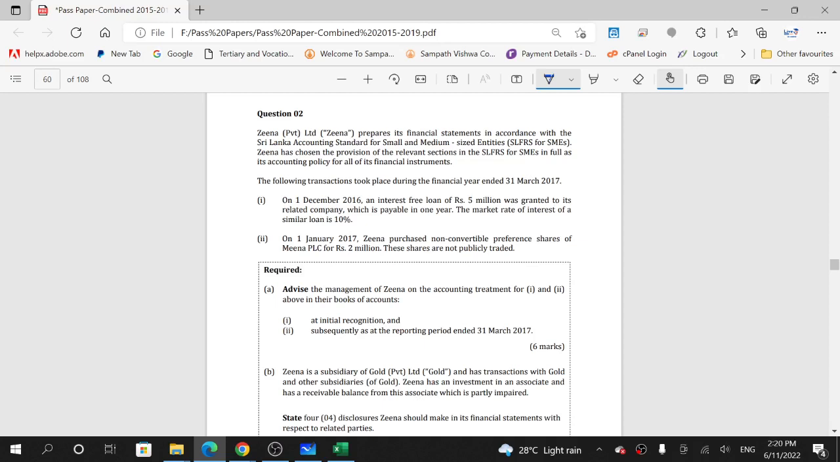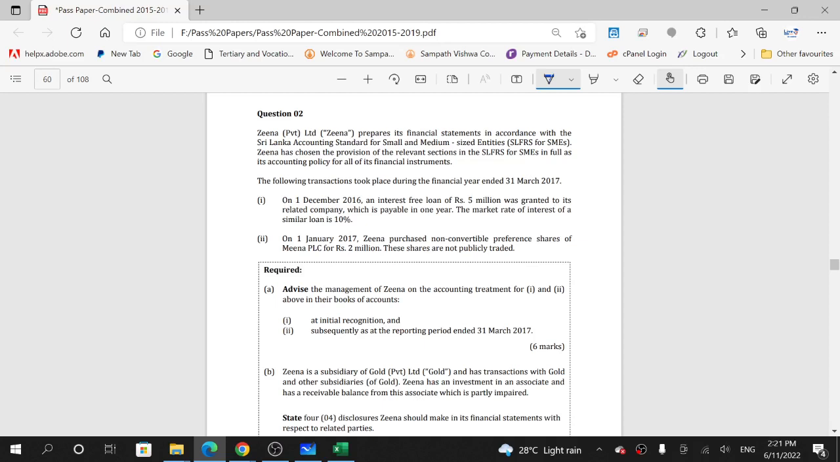So they have a financial right to receive cash in future. So you can consider this as a financial asset, an amortized cost financial asset, but the only thing is they have given this as an interest free loan. So you can't consider this 5 million loan amount as the fair value, because this is an interest free loan. We know that normally there are no interest free loans. If you are going to take it from the bank, there are no interest free loans, right? So you have to take it from a related party. That's why they are giving this as an interest free loan. The market rate of interest for the similar loan is 10%. That is the first one.